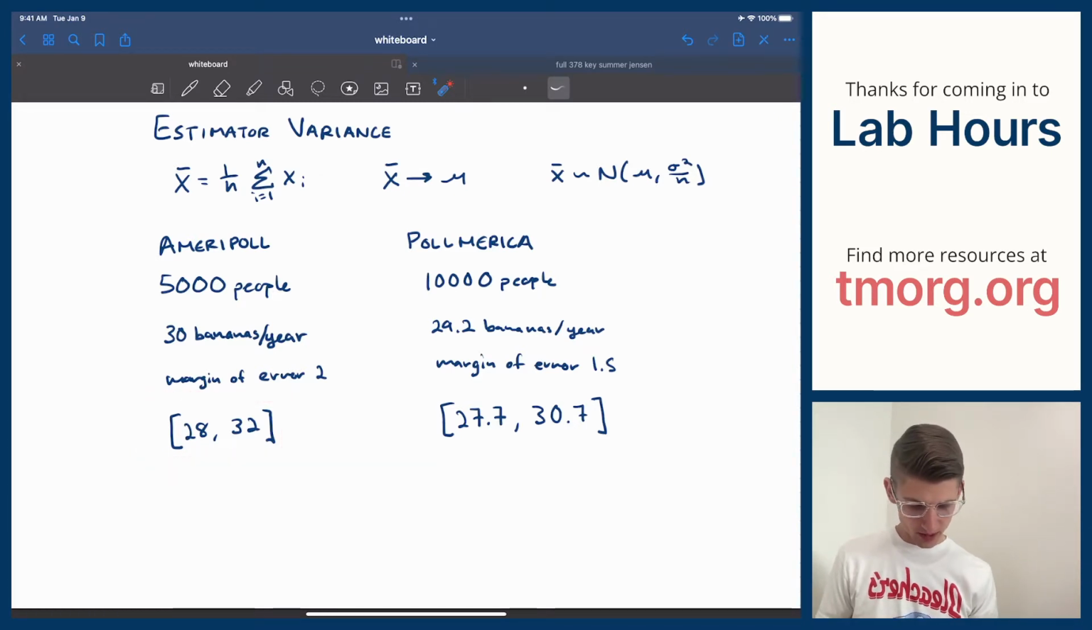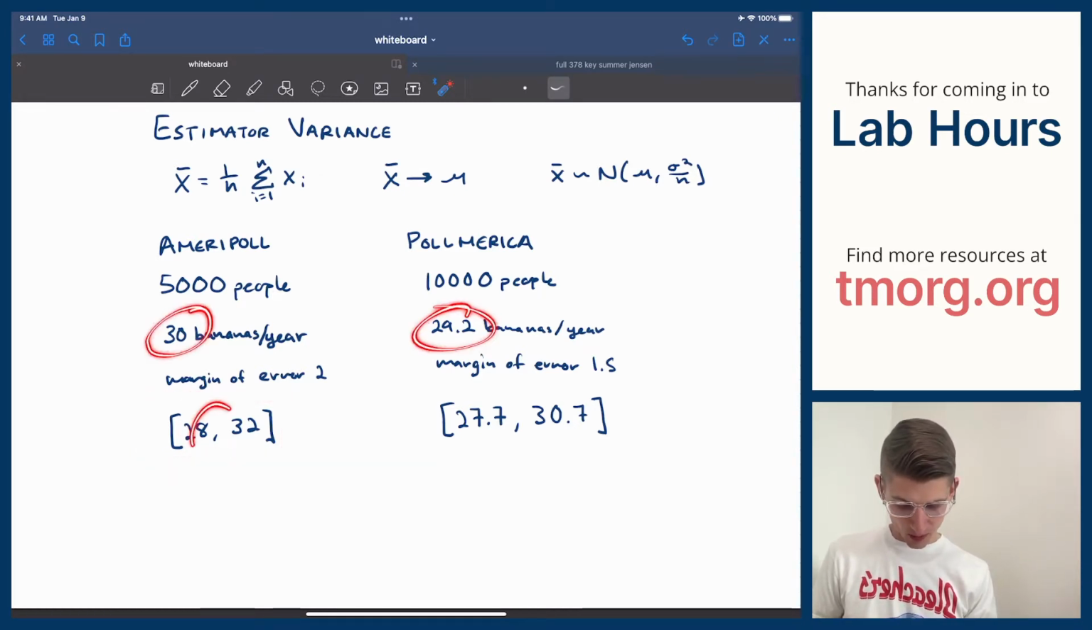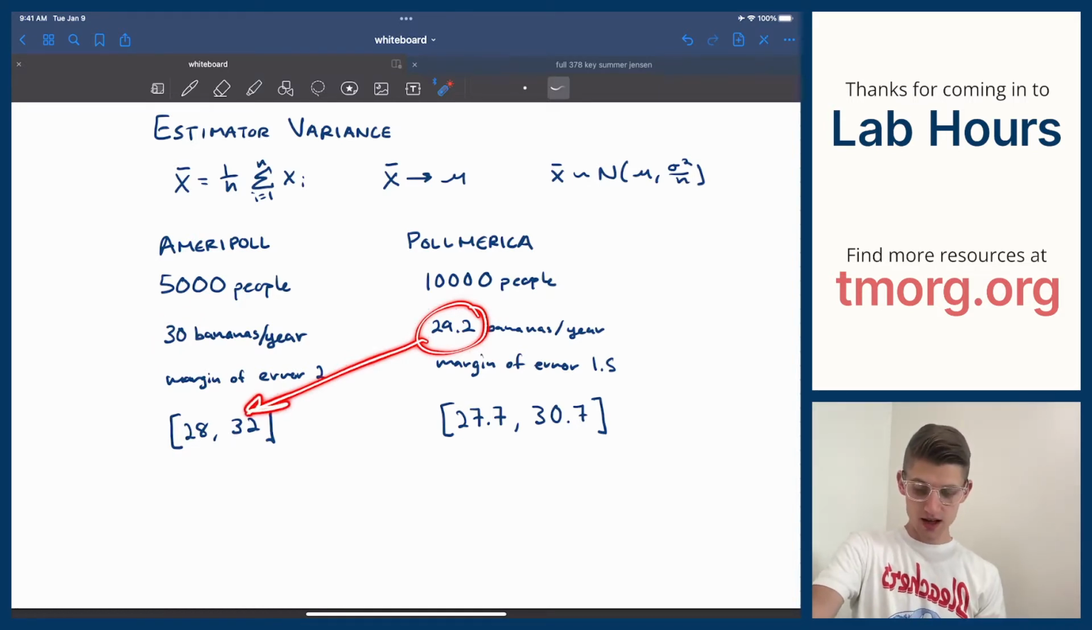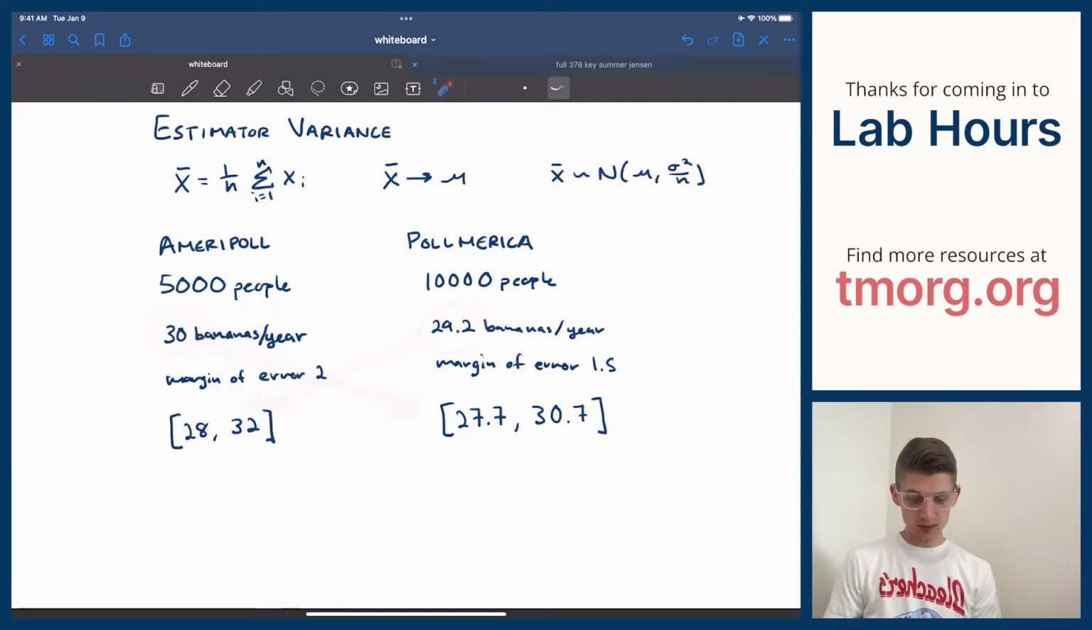So who do we believe? I mean, they're both pretty believable, and both of these estimates are actually in both of the intervals. So in reality, Ameripol and Polmerica statistically don't even have different answers from each other. So that's kind of a crazy concept to get behind, right? But Ameripol could have just as easily gotten 29.2 as their estimate, and Polmerica could have just as easily gotten 30 as their estimate. They're both within those confidence intervals.